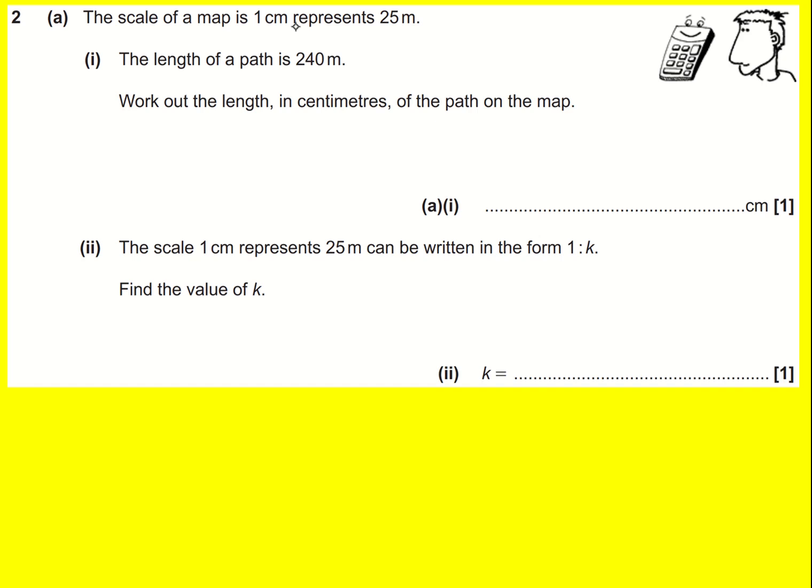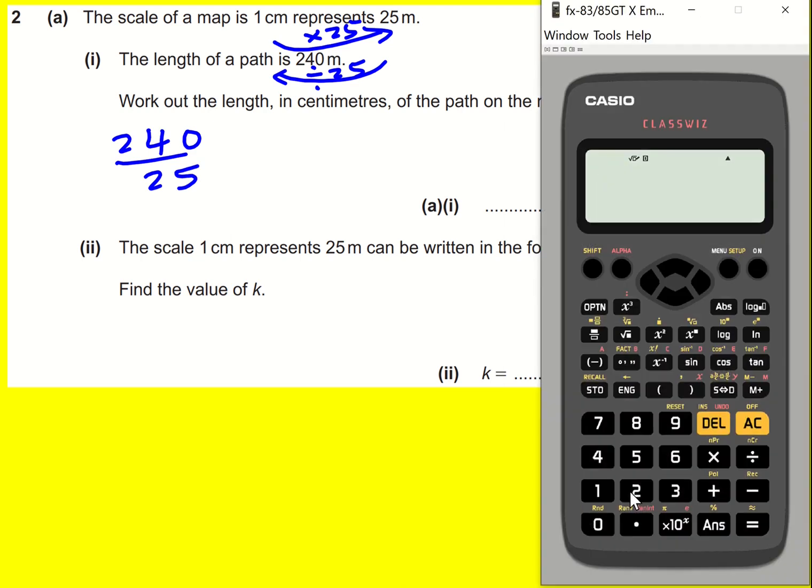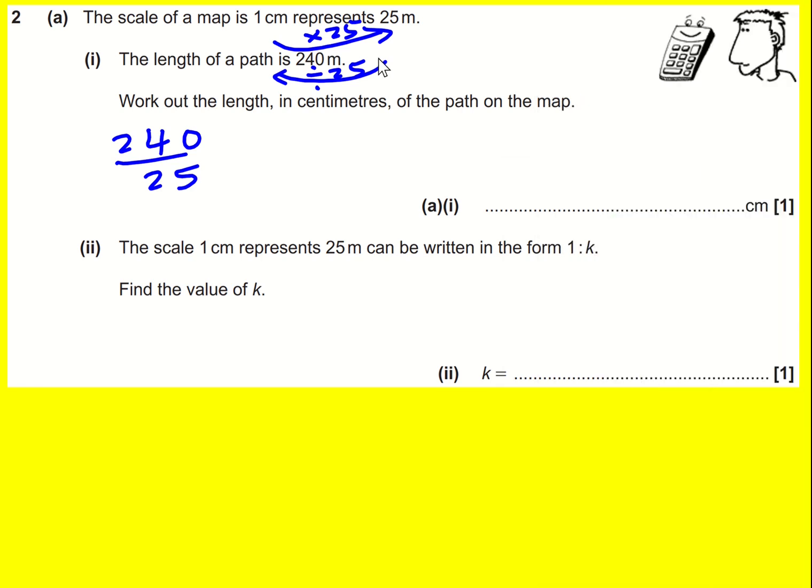We've got a map scale of 1 centimetre to 25 meters. So if you have some number of centimeters, you would times by 25 to get the number of meters. And then to go from meters back to centimeters, you would actually divide by 25. So here it's going to be 240 over 25, which gives 9.6 centimeters.